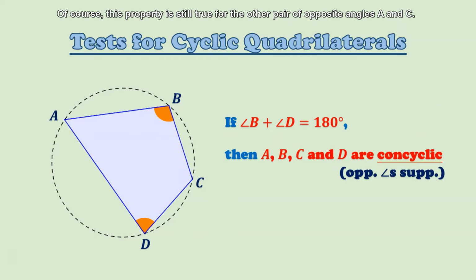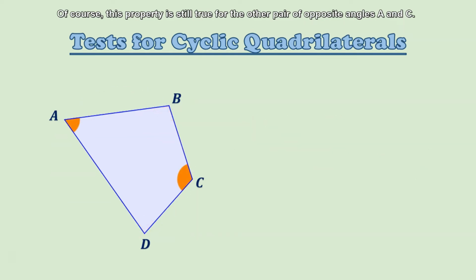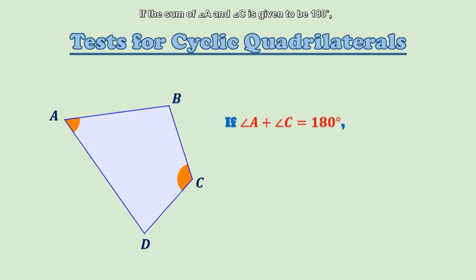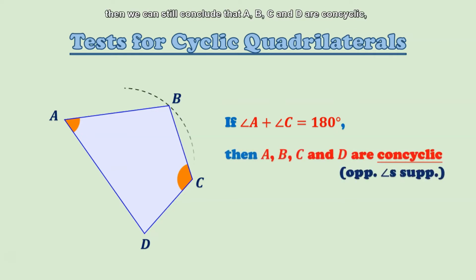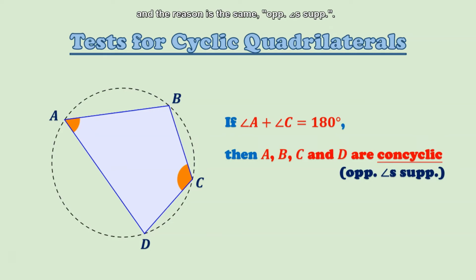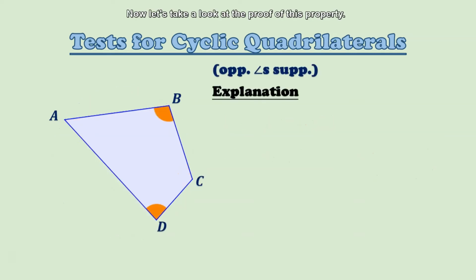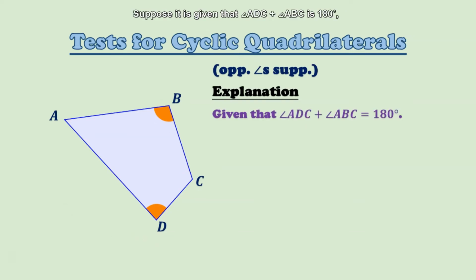Of course, this property is still true for the other pair of opposite angles A and C. If the sum of angle A and angle C is given to be 180 degrees, then we can still conclude that A, B, C, D are concyclic, and the reason is the same, opposite angles supplementary. Now let's take a look at the proof of this property. Suppose it is given that angle ADC plus angle ABC is 180 degrees, and now we need to prove that ABCD is a cyclic quadrilateral.